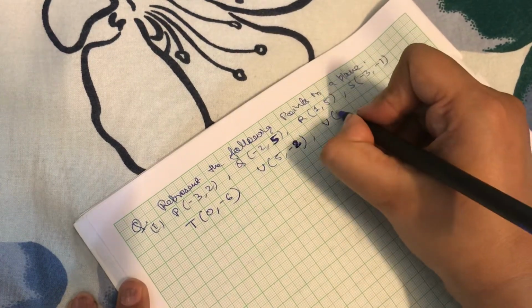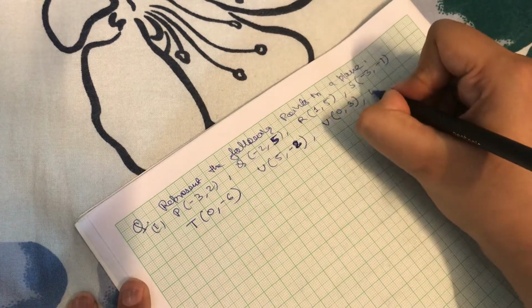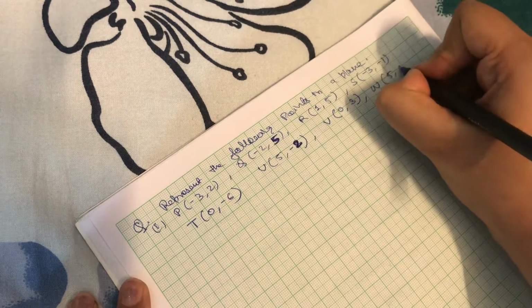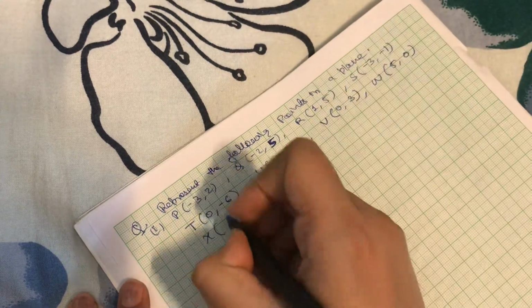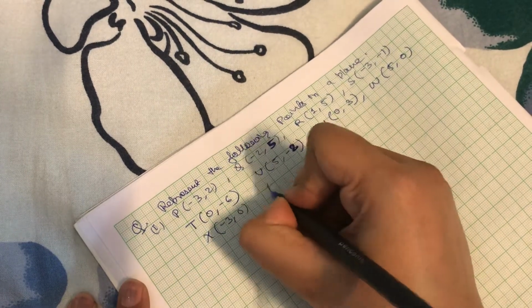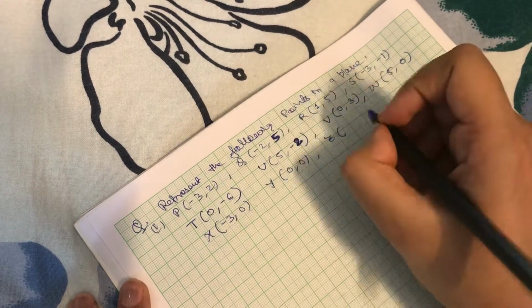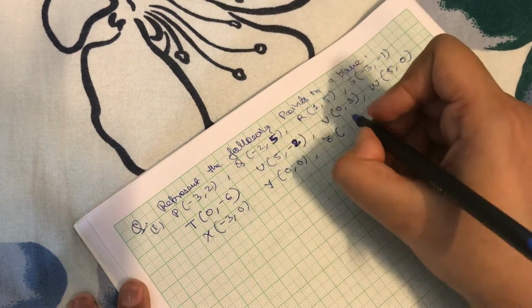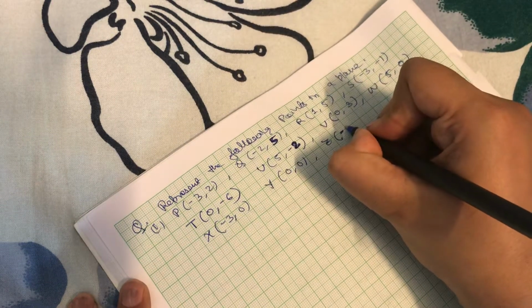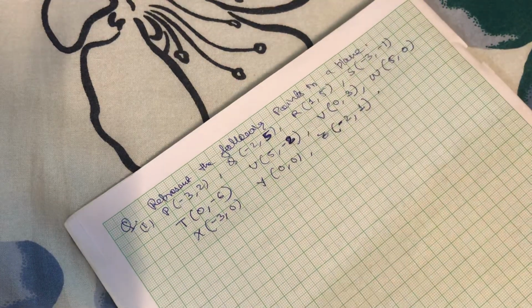V is (0, 3), W is (5, 0), X is (-3, 0), and Y is (0, 0), and Z, suppose I have as (-2, 1). So these are the points which I need to represent.